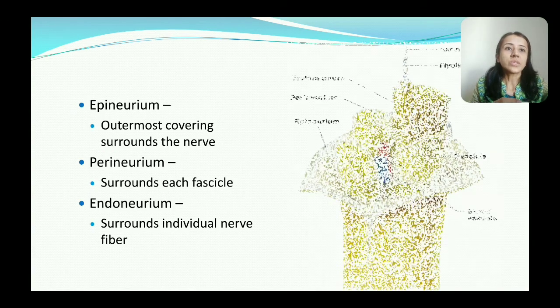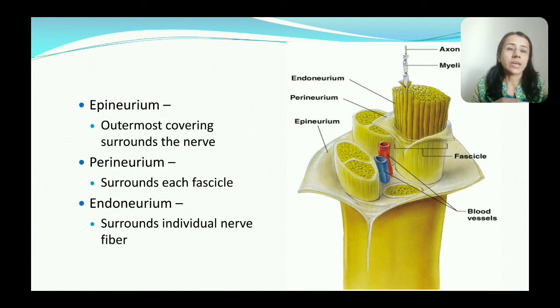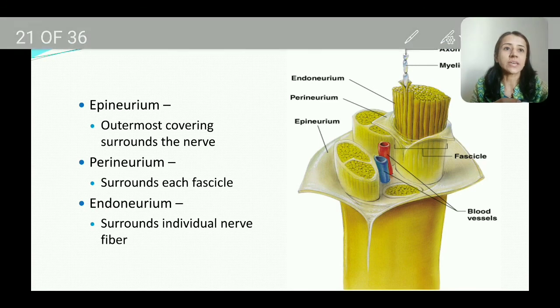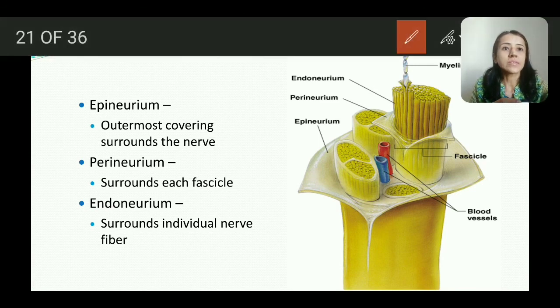Now, these fascicles and axons are covered by connective tissue coverings. There are three varieties of connective tissue coverings: one, endoneurium; second, perineurium; third, epineurium. Starting from the outermost, epineurium is the outermost covering that covers the whole nerve. Perineurium surrounds each fascicle. You can see here, this one is epineurium, the outermost. Then perineurium covers one fascicle, and endoneurium surrounds a single axon or single nerve fiber.